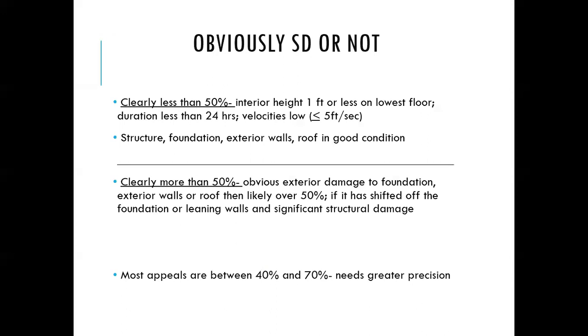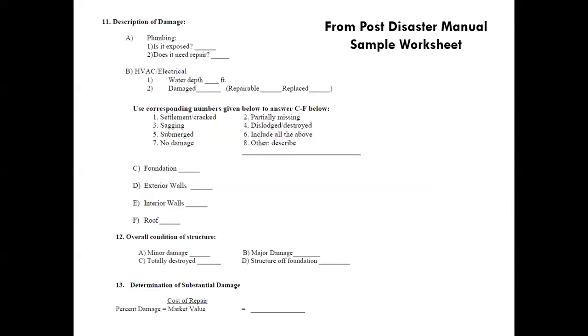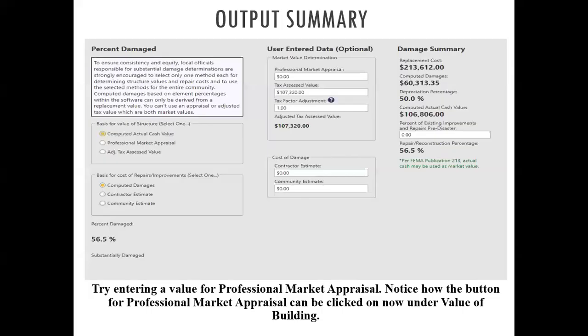Again, if it's clearly less than 50% or clearly more than 50%, those are not your highest priority. Save those for last because most appeals are between the 70 and 40% range. So you need to have greater precision and really take a good look at those. And of course, they have the option to appeal if they don't agree. Again, we have sample worksheets in our post-disaster manual.